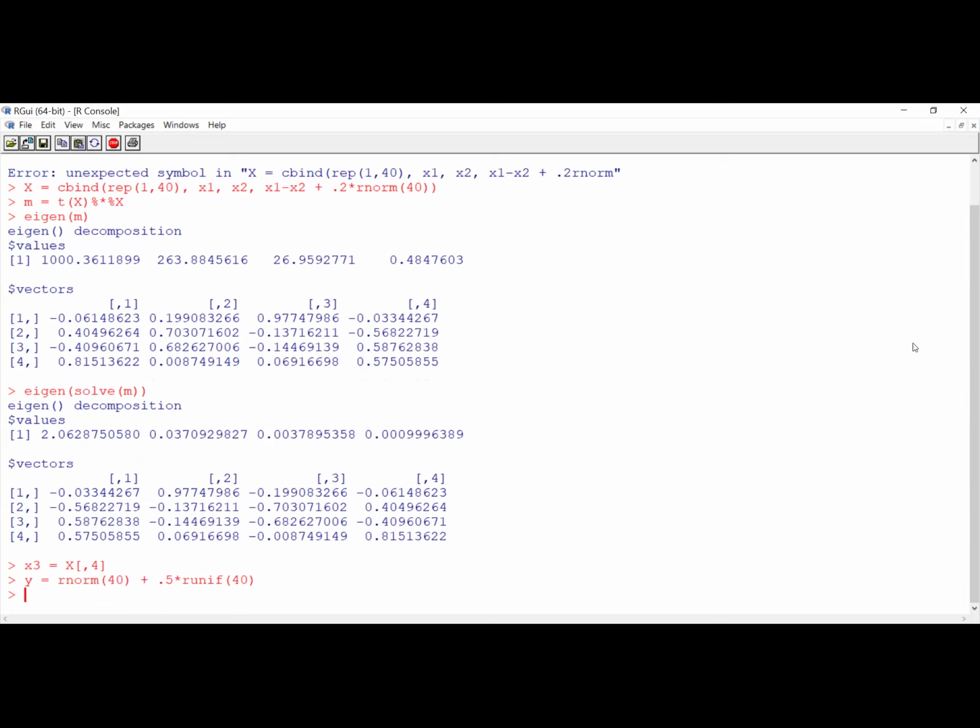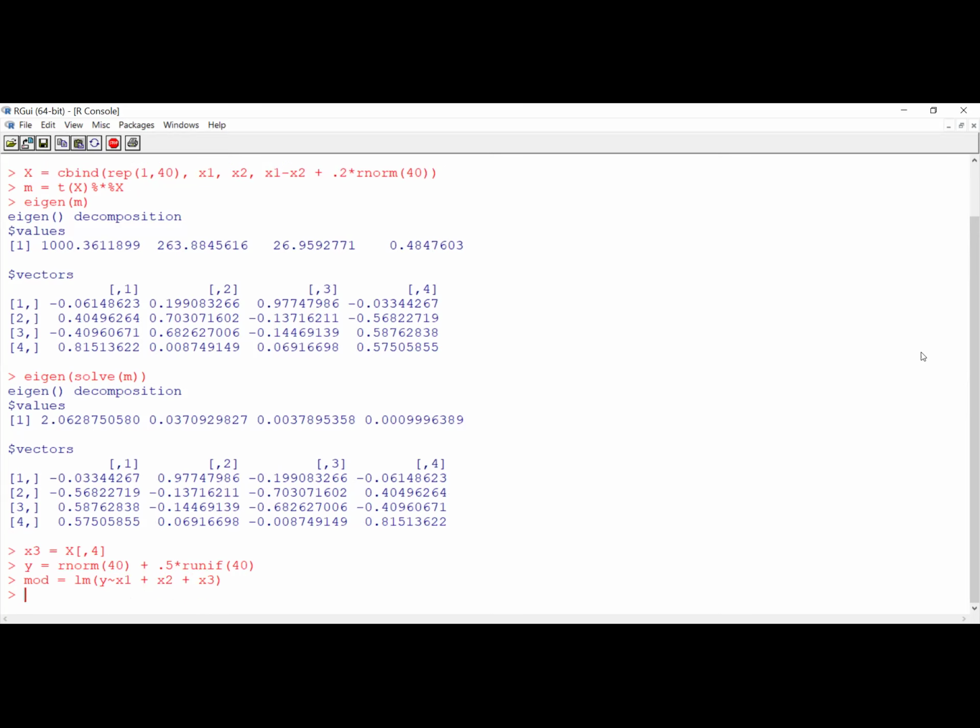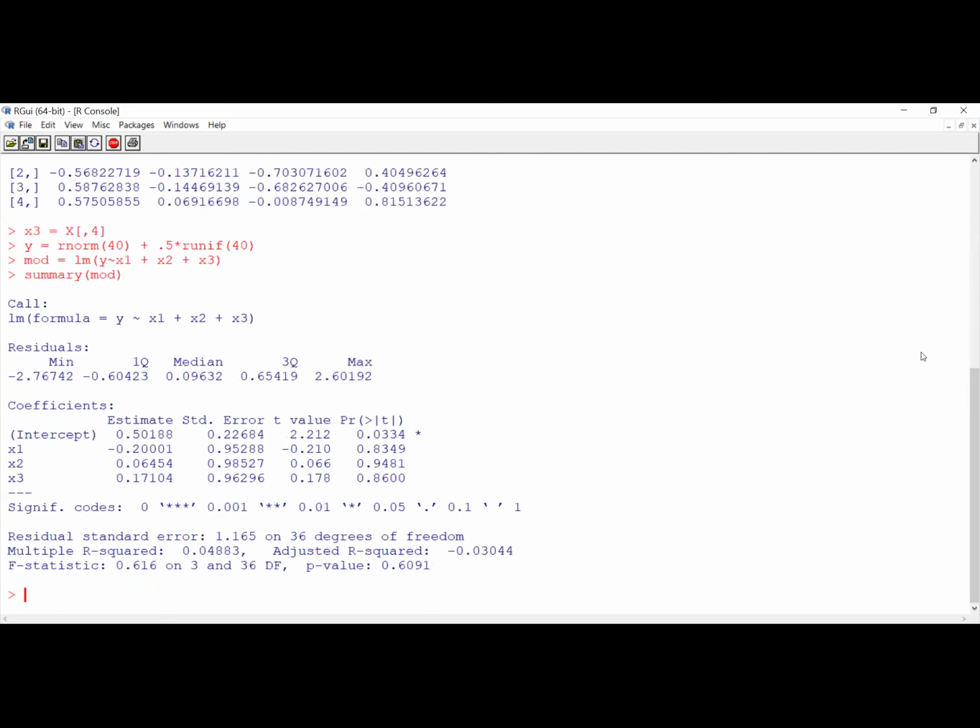So now if I do the lm command, I'll save it mod equals lm. I hope you can see the screen. Please interrupt me if you can't. I'm not looking at anybody so that I can see. So lm of y tilde x1 plus x2 plus x3. I don't need to put data, right? Everything's just defined here like this. Summary of mod. Okay.